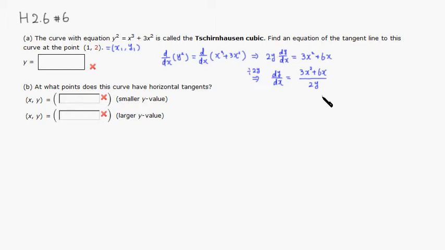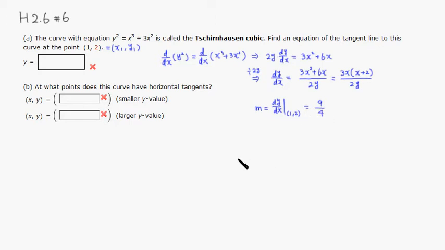If you want, we can factor out the top. You have 3x in both terms, so pull out 3x, and you have x plus 2, and then you have a 2y. So if you want to find the slope, slope m is going to be dy over dx evaluated at x equals 1 and y equals 2. Plug in 1 here, so it's 3 times 1 times 3, which is 9, over y is 2, so 2 times 2 is 4.